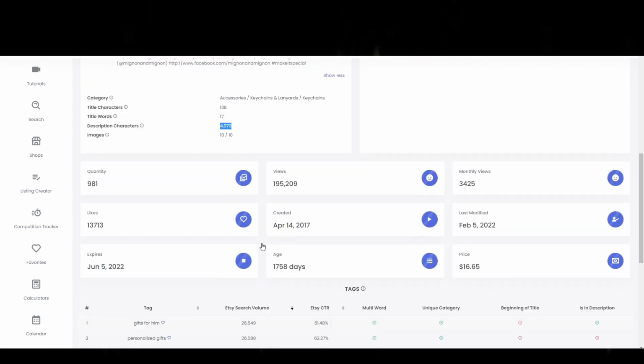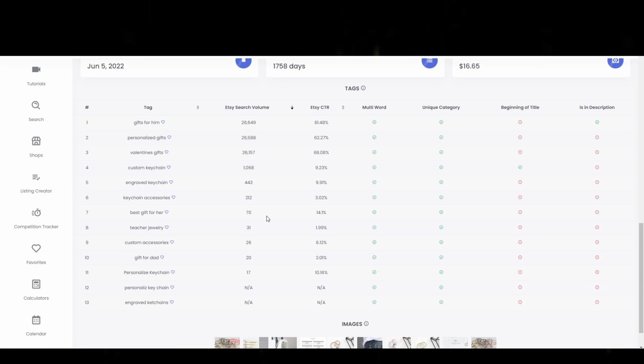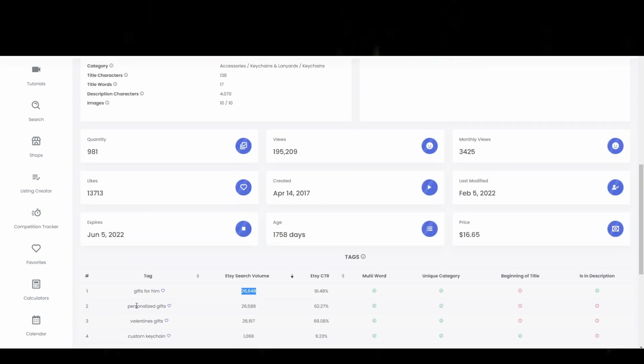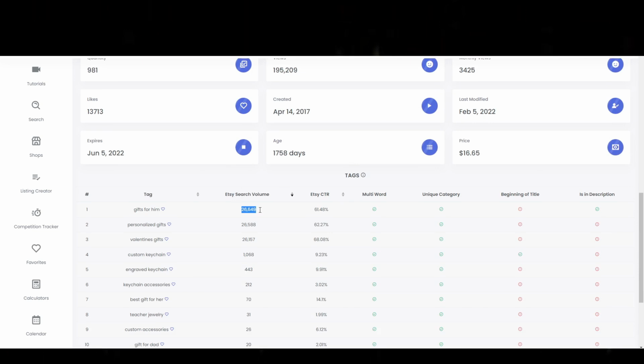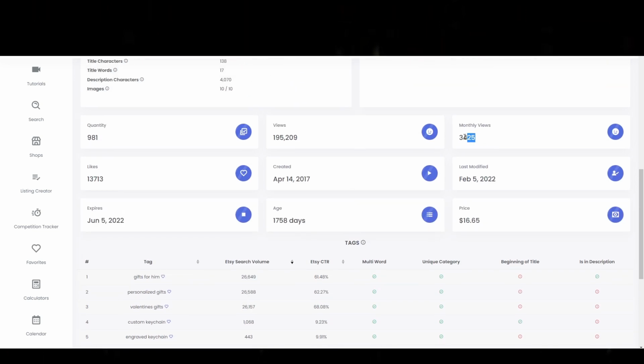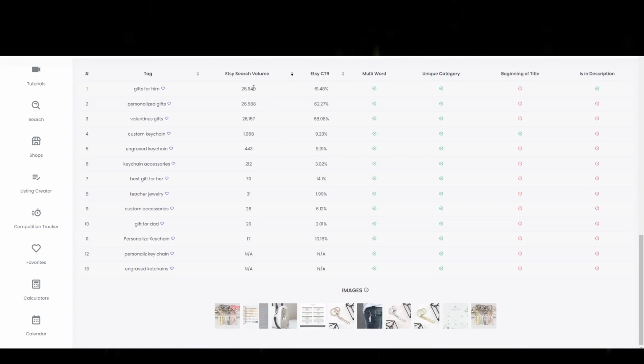So we could see here the certain tags that they're using and the search volume that those tags have, right? And remember that just because the search volume here is 26,000 and the person is using this specific tag for this specific listing, it doesn't mean they're going to acquire 26,000 in search volume. Remember that the monthly views on this product is 3,425. And what that means is the seller is taking a percentage of each of these searches for themselves, okay, on the tags.